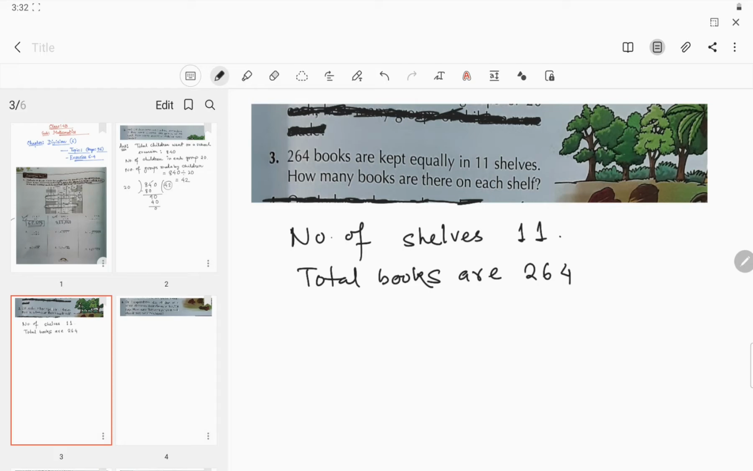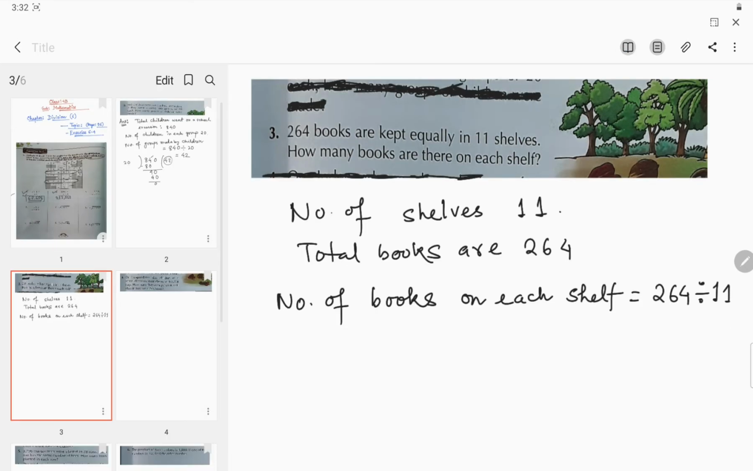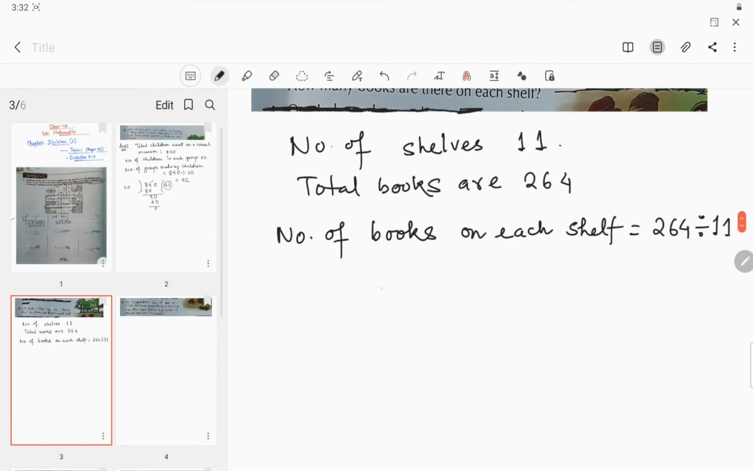Now you have to find how many books are on each shelf. So the number of books on each shelf is equal to 264 divided by 11. So now make the division.